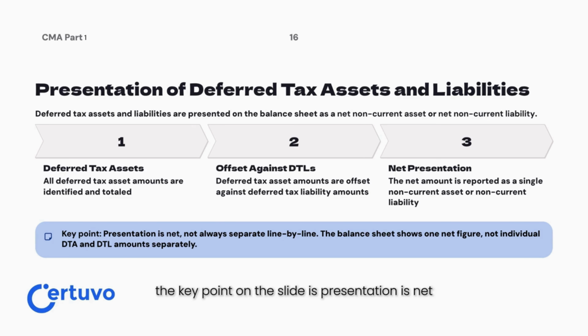The key point on the slide is presentation is net, not always separate line by line. So even though there may be many individual temporary differences behind the scenes, the balance sheet generally shows a single net deferred tax asset or a single net deferred tax liability.